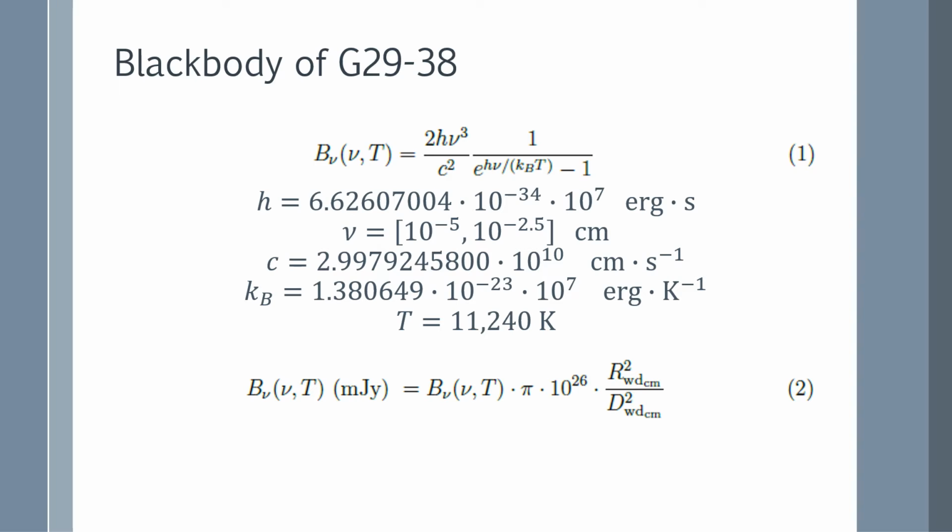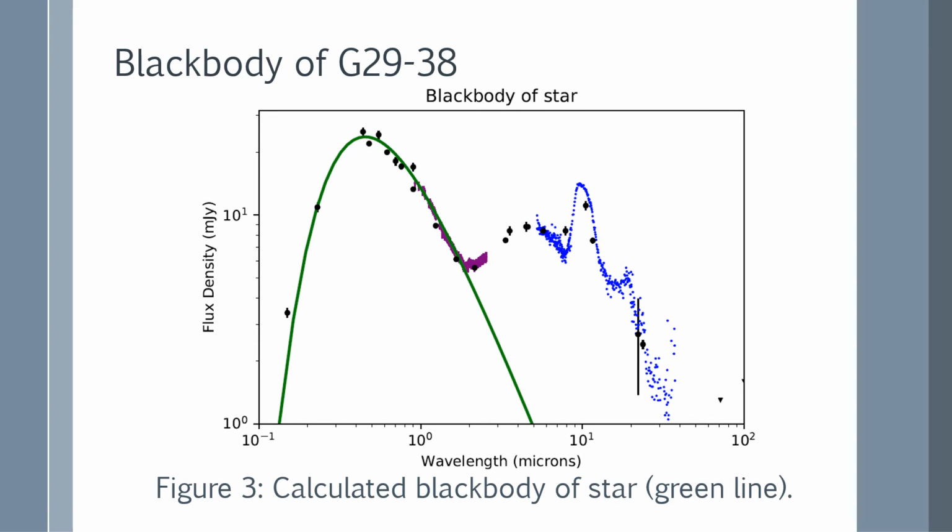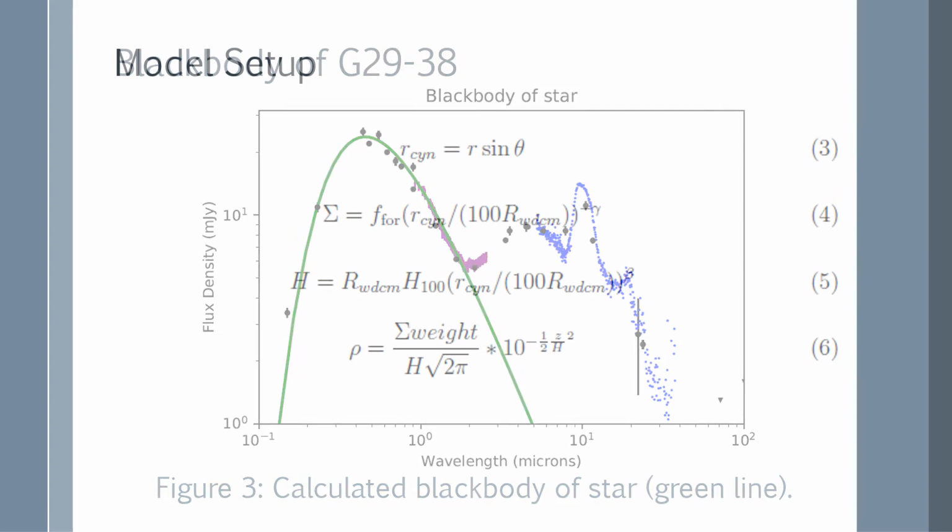To adjust for units so that the output is in millijanskys, I then had equation 2. Using equation 2 to map our wavelength points to Planck values gives us the plot seen in Figure 5 on the next slide. And here is the black body of the star, which is the green line.